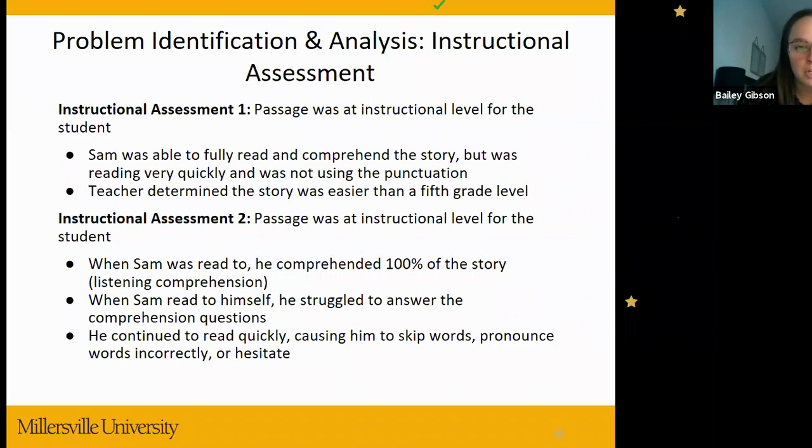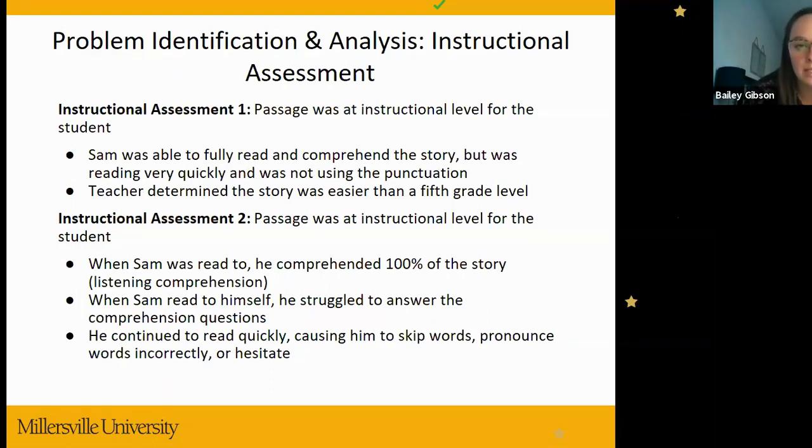So we wanted to see what he was like at a more 5th grade reading level. So then we did another instructional assessment. Again, it was on instructional level. We did the word search. When I read to him, he comprehended 100% of the story. So that was his listening comprehension.